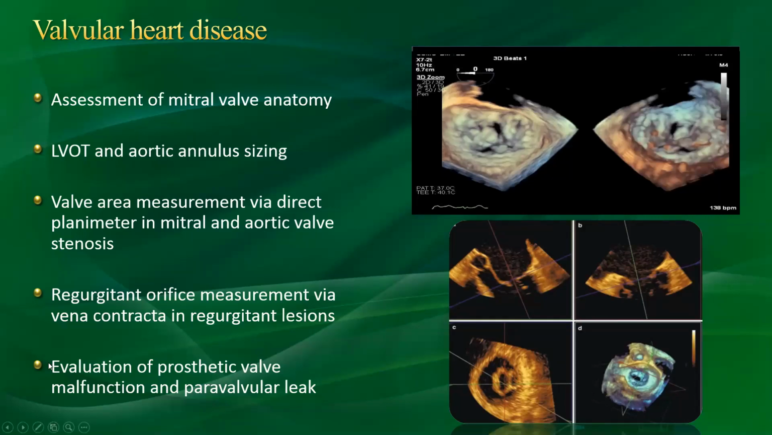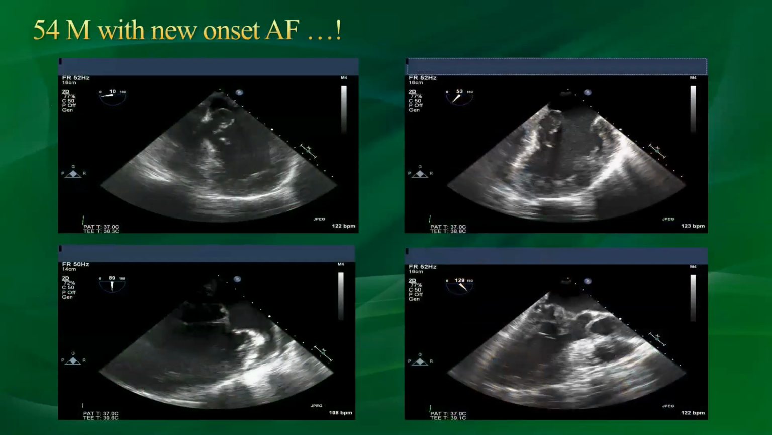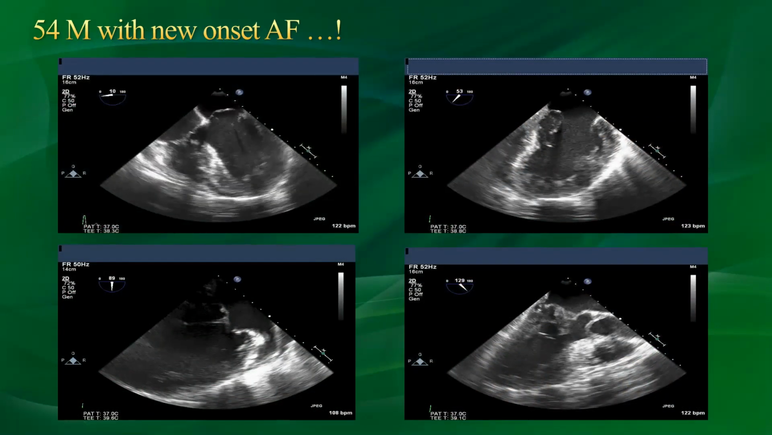Another invaluable use for 3D echo, especially with color, is the assessment of prosthetic valve malfunction and paravalvular leak. It's invaluable. It saves you a lot of time and effort and helps guide any interventional procedure for those patients. So here I'm going to share with you an interesting case. I want to get your opinion. We have questions, so I'll give you a few seconds to take a look.